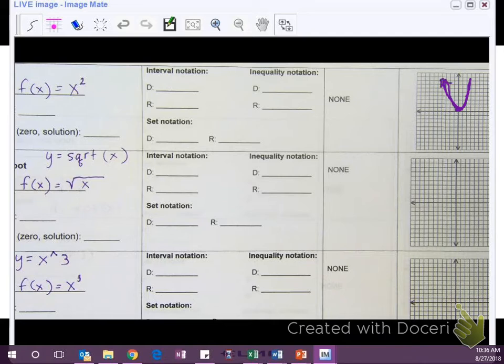So this parabola, even though it's a U shape, will forever get wider and wider and wider. It looks skinny, but it's still getting wider and wider. So eventually it will use how many of the x values? All of them. Yes, I heard someone say all of them. So our domain then is all real numbers, which is negative infinity to infinity.